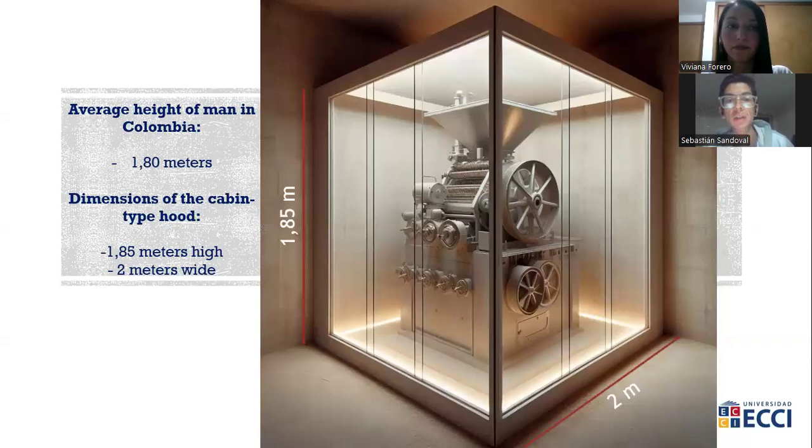I am going to talk to you about the solution. Therefore, considering the dimensions of the mill, we decide to design the cabin type hood with the following dimensions. It should be noted that our model proposes that the mill is completely encapsulated by the bell, with the purpose of achieving localized extraction and thus obtaining a more optimal result. Cabin dimensions: height 1.85 meters, width 2 meters.